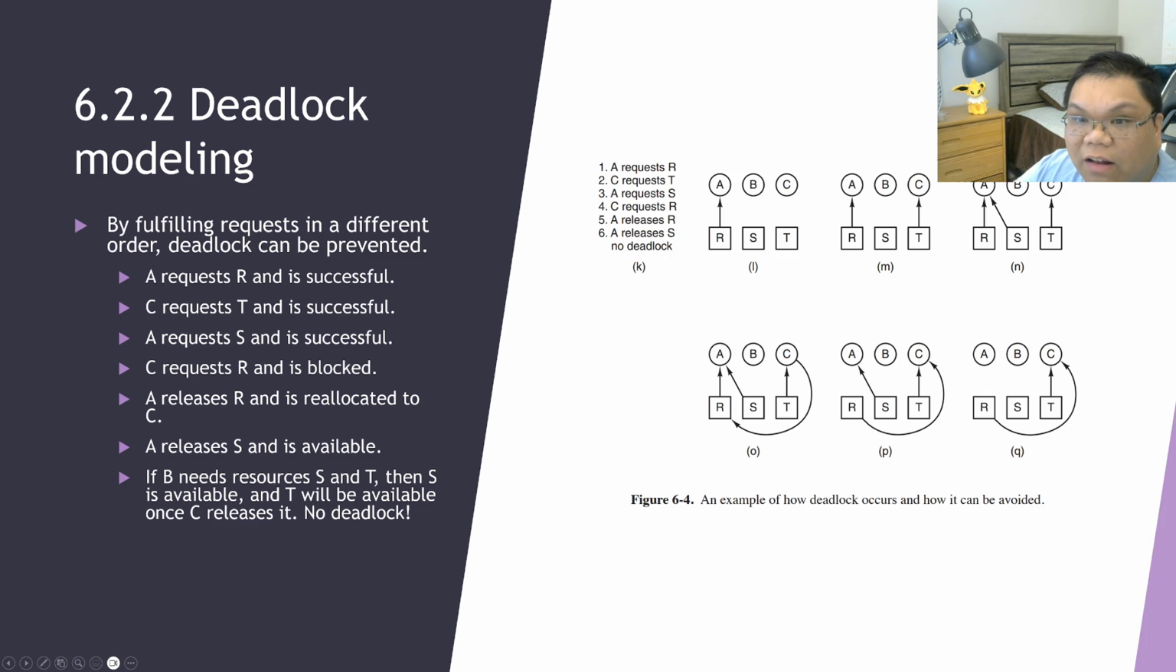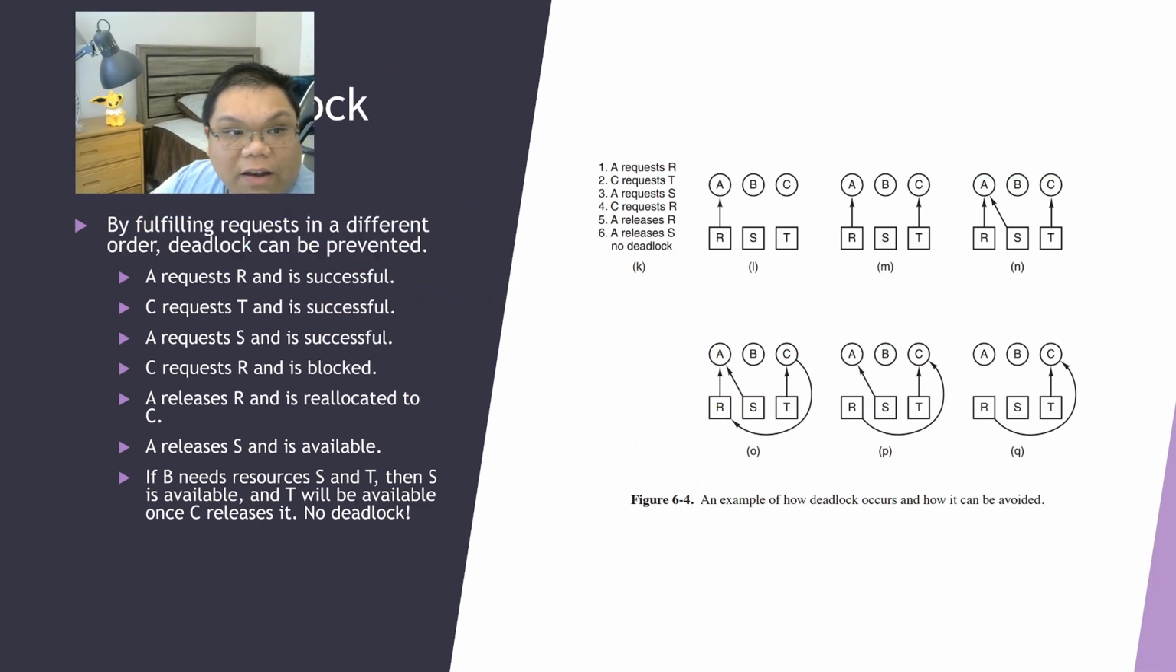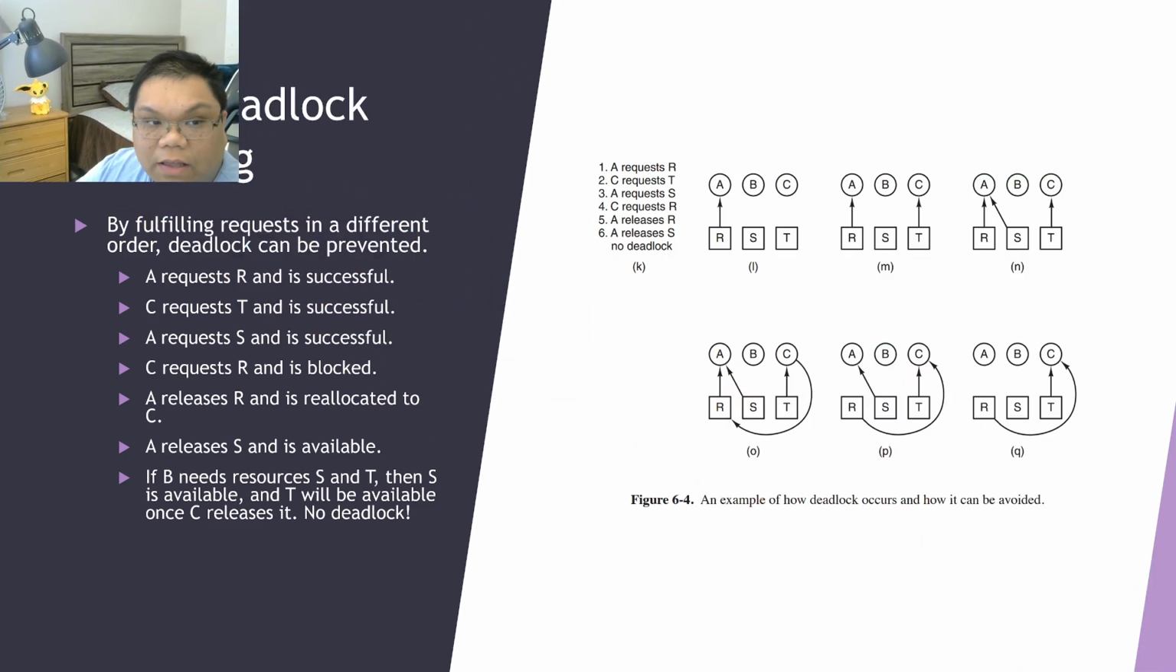Let's look at an alternative. Let's look at another ordering of this. Basically, we can order our requests in a way that prevents deadlock from happening. So, we can do this in a different order. A requests R and it's successful. C requests T and it's successful. Any request that B tries to make, we're going to ignore for now.